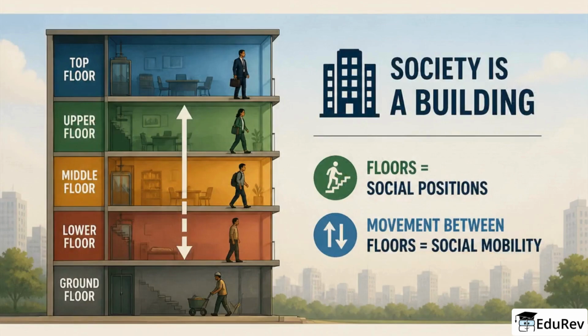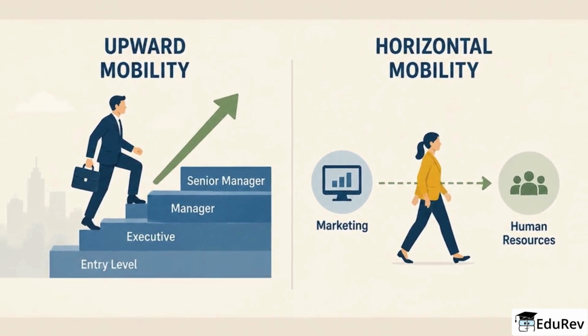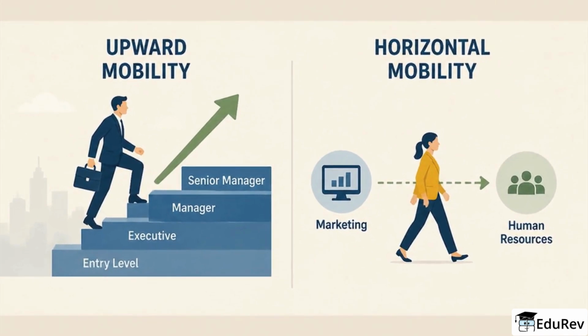Think of society as a multi-story building where social positions are floors. Social mobility is the movement of people between those floors. If someone moves up, that is upward vertical mobility. If someone shifts sideways to a job of equal status, that is horizontal mobility.